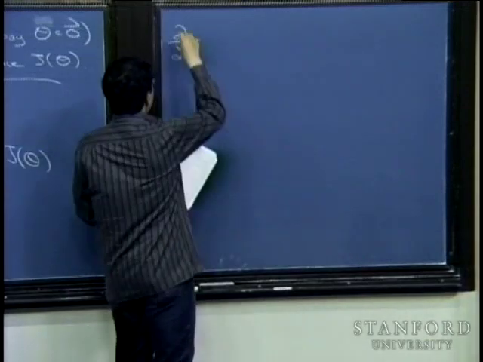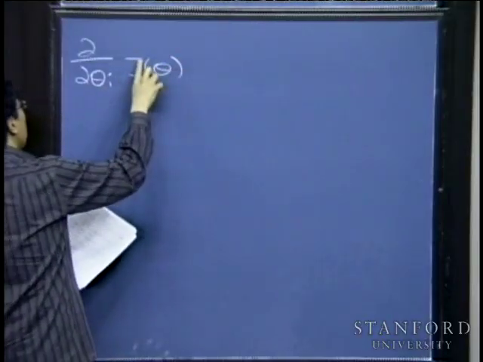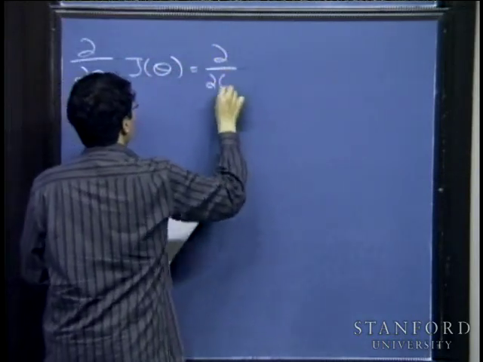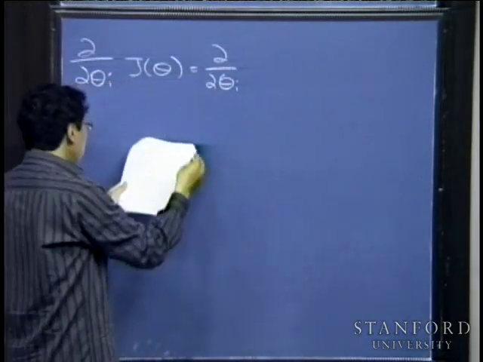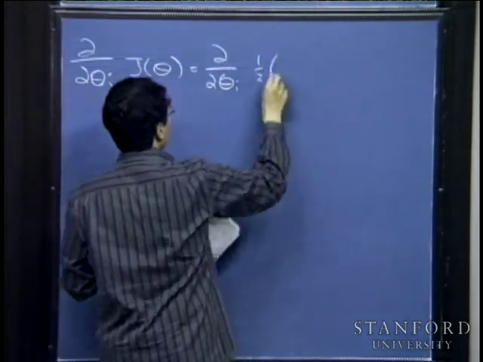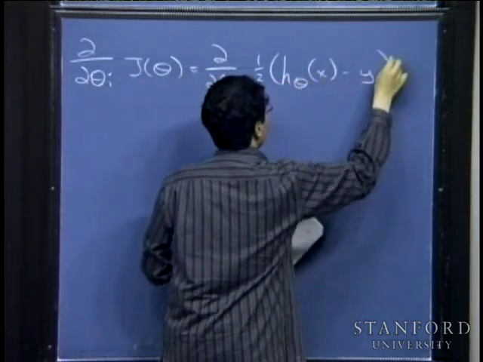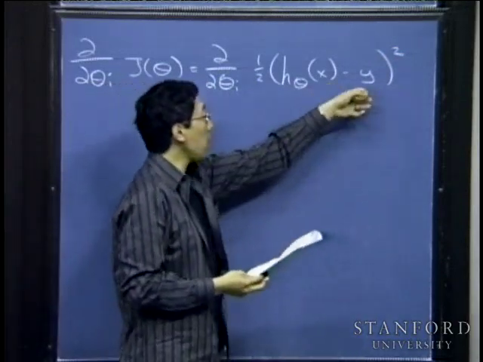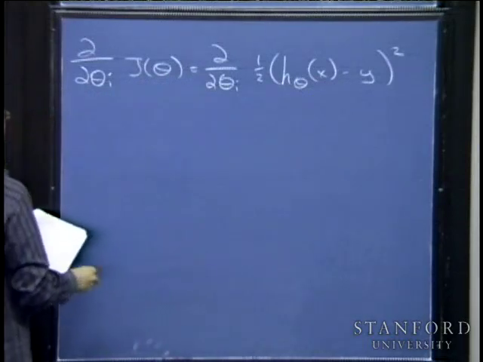So in this case, we need to work out the partial derivative with respect to the parameter theta i of J of theta. If we have only one training example, then J of theta is going to be 1/2 times (h subscript theta of x minus y) squared. If you have only one training example comprising one pair x comma y, then this is what J of theta is going to be.